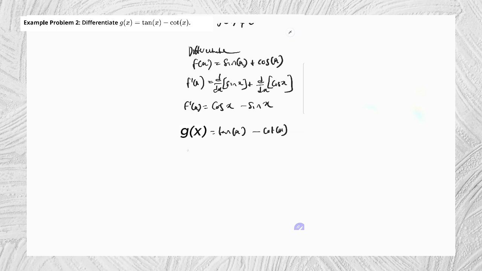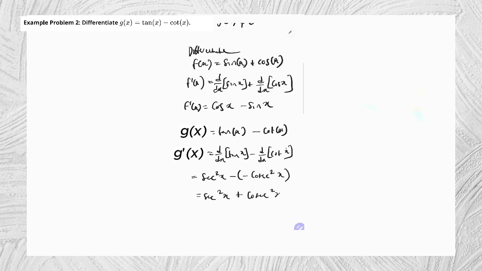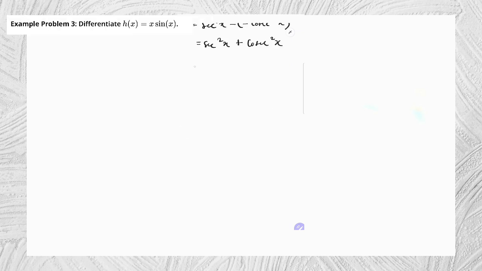Now, once we use the derivatives of tangent and cotangent, we arrive at d/dx of tan x minus d/dx of cot x. And tan x differentiated will give you sec square x, and cot x differentiated will give you minus cosec square x. So when you multiply minus cosec square x times minus, you get plus cosec square x. So your final answer is sec square x plus cosec square x.